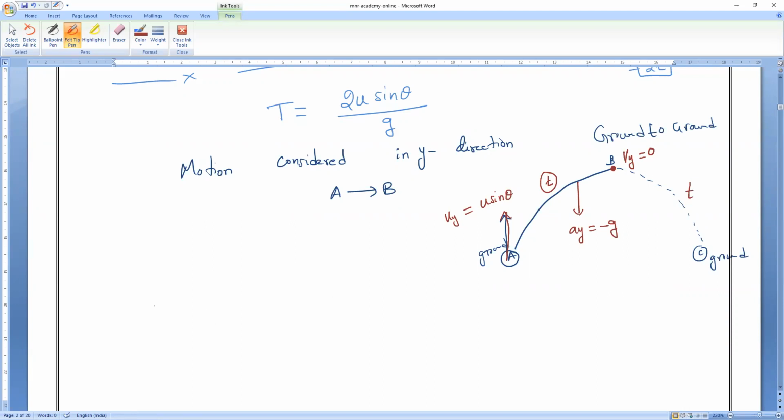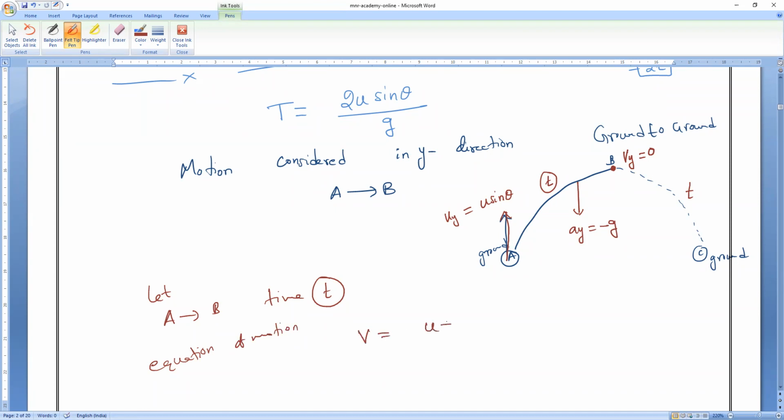So respond now. From A to B, let the time be small t. Now, from which equation of motion do we have to apply? All of you observe the initial velocity and final velocity, so the first equation of motion. What is the first equation, everybody?